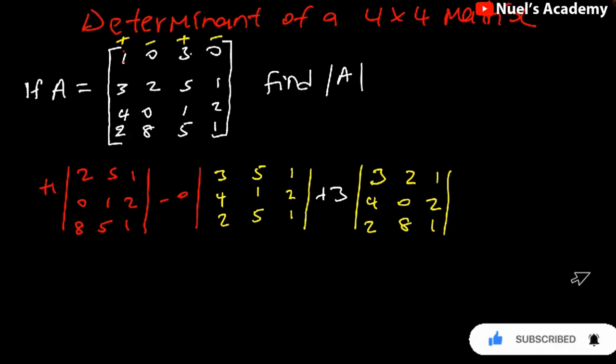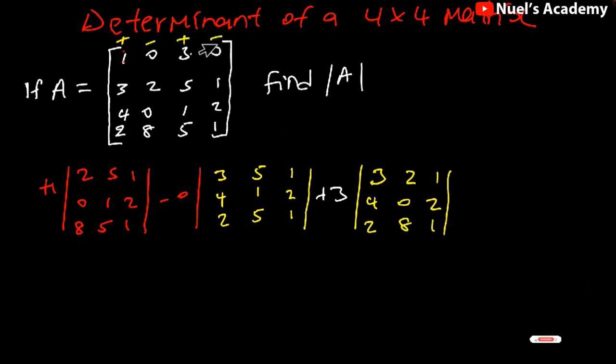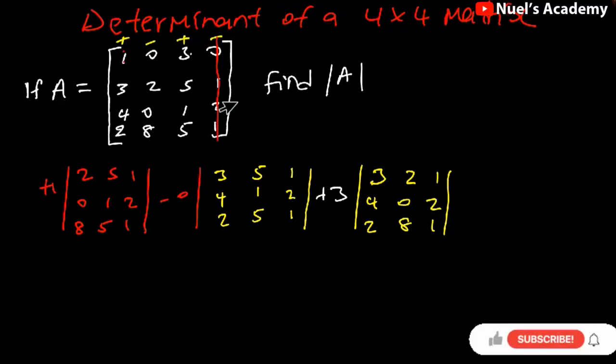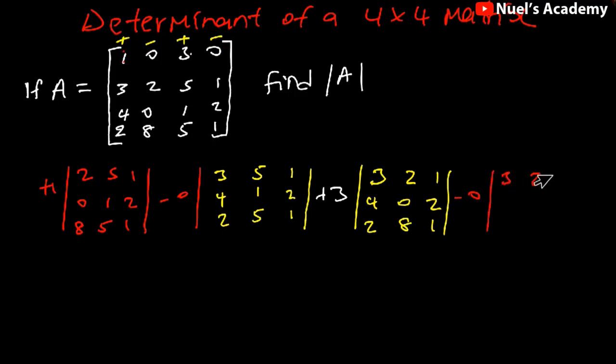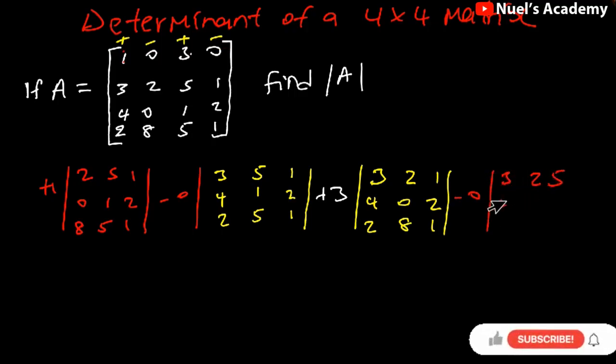So the next thing we're going to do again is to use this negative 0, then eliminate this last column and then eliminate the first row and then write out the remaining elements. So if you do that, we have negative 0, then we have 3, 2, 5, 4, 0, 1, 2, 8, 5.